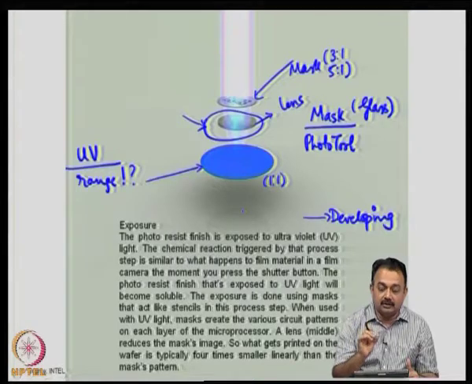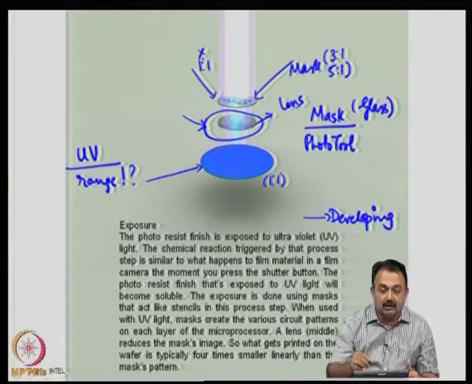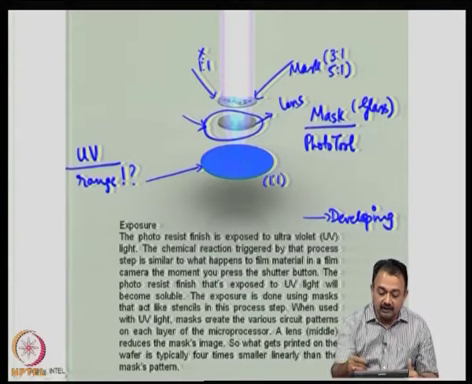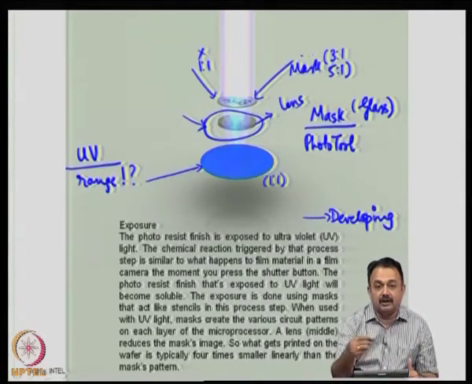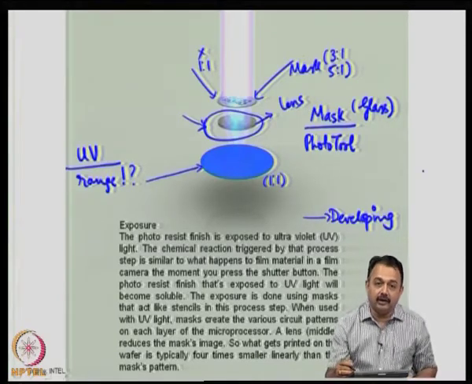So, typically in this kind of manufacturing you do not want to start with a 1:1 mask, because if you use a 1:1 mask, you will lose out on the resolution. That is the reason why we start with a mask which is 3 times or 4 times or 5 times larger than the required dimensions.